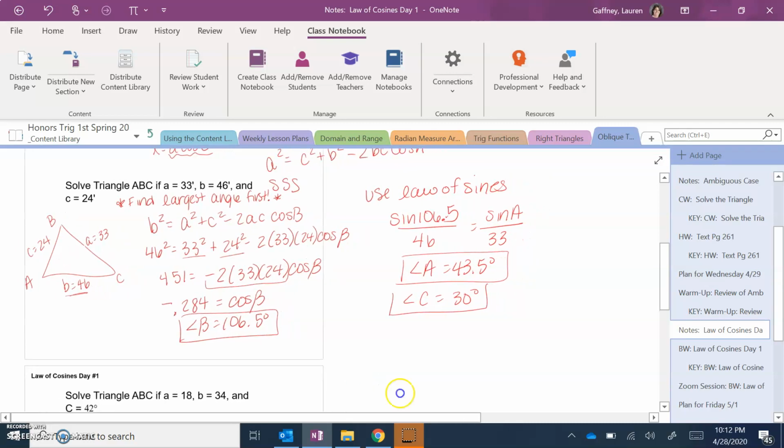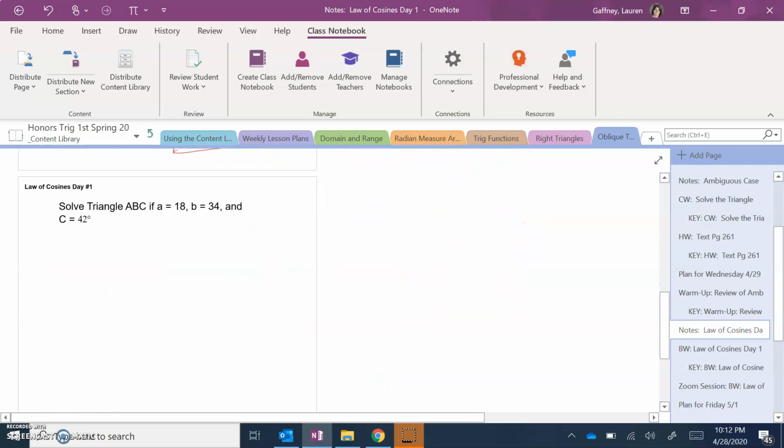Okay, let's try another one. Notice here you're given two sides and an angle, but that angle is not across from either of those sides, because those are A and B and that's C. So this is going to be our side-angle-side case. Once again, rough sketch, not to scale at all. This would be 18. Notice you don't have a pair that lines up so you can do the law of sines.